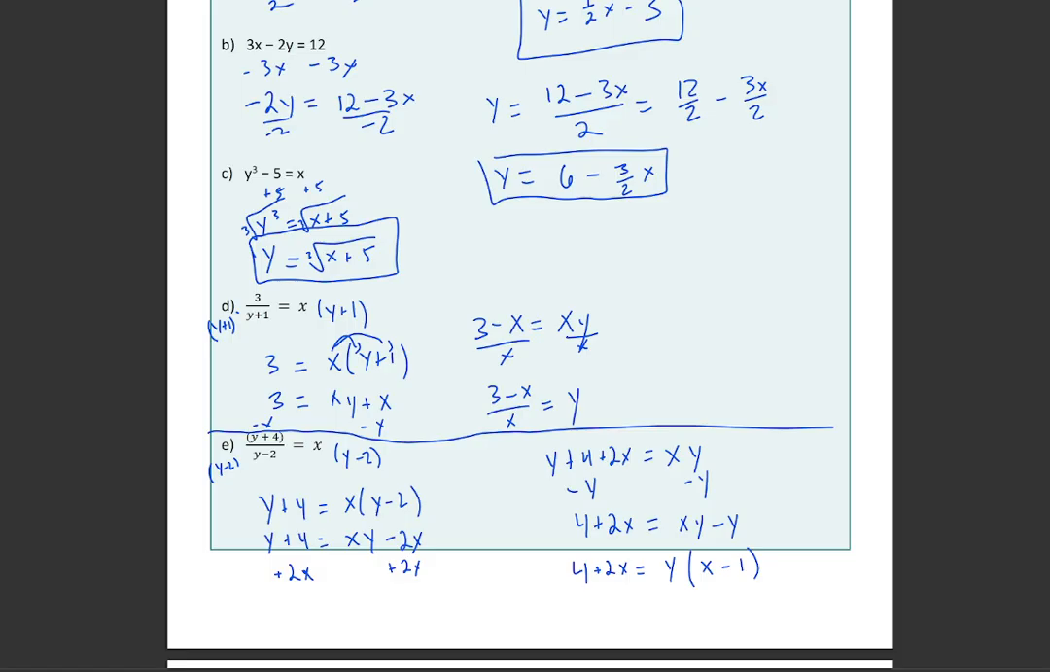Now we're one step away from getting the y completely alone. And we get (4 plus 2x) divided by (x minus 1) equals y. So it's a little bit extra work, but at the end of the day, it's still just moving your terms around and trying to get y alone.